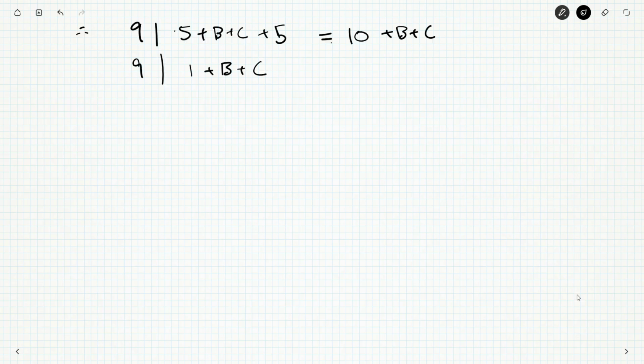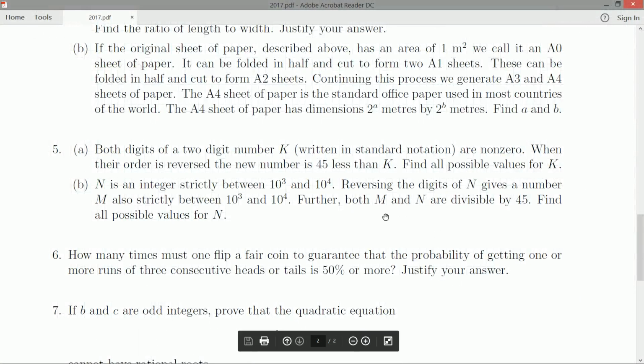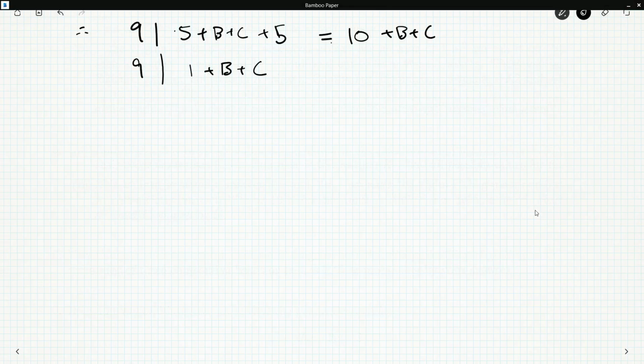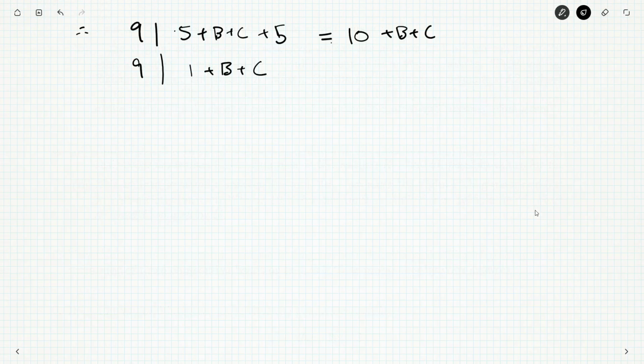That's it. We didn't say that they're both distinct numbers. You know, M and N could be the same. Palindromes count. We just need them both to be divisible by 45. Everything else is covered. So, what should we do? Now, both B and C could still be 0.